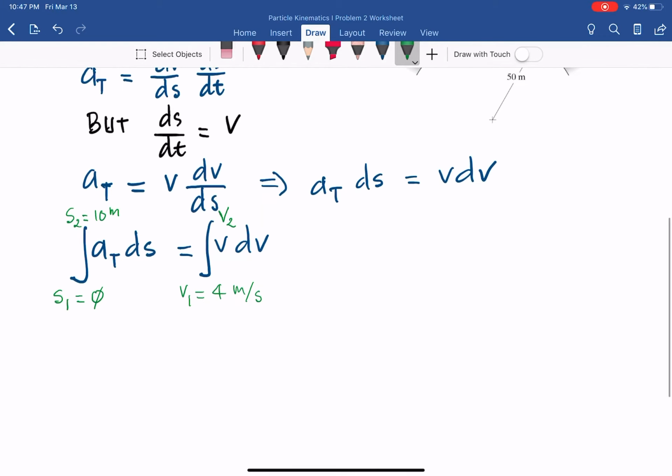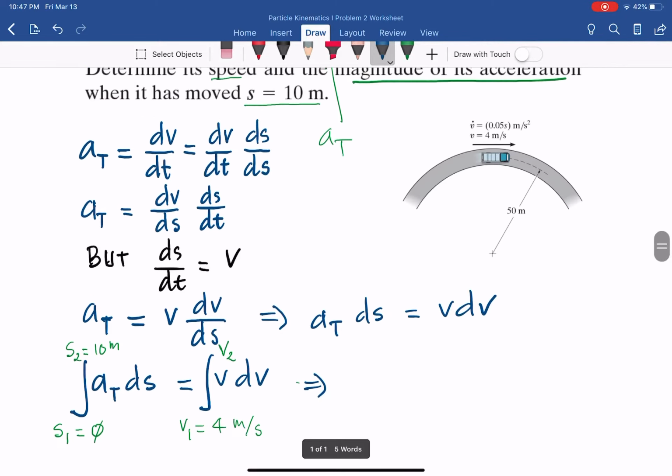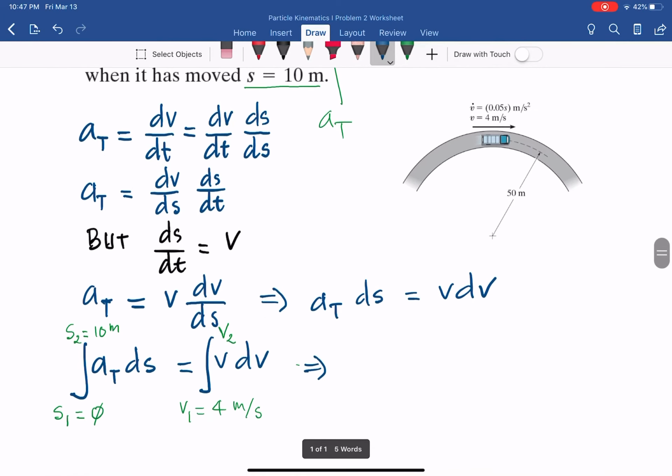And this is actually a very simple integral. So we can replace a_t ds with a_t equal to 0.05 s.